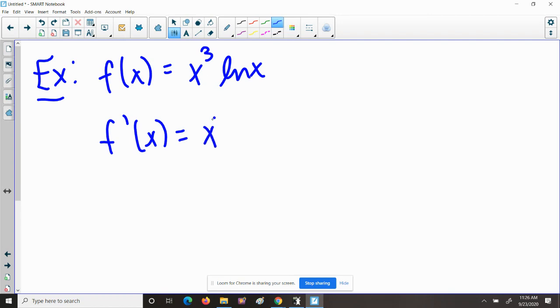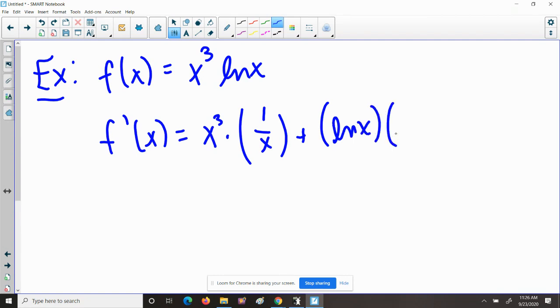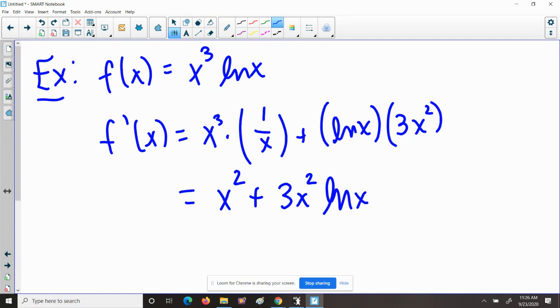First one, x cubed, times the derivative of the second one. Derivative of natural log of x is 1 over x. Plus the second one, natural log of x, times the derivative of the first, 3x squared. So let's just clean this up a little bit. x cubed times 1 over x reduces to x squared. And then plus, I'm going to move the 3x squared out front, 3x squared natural log of x.